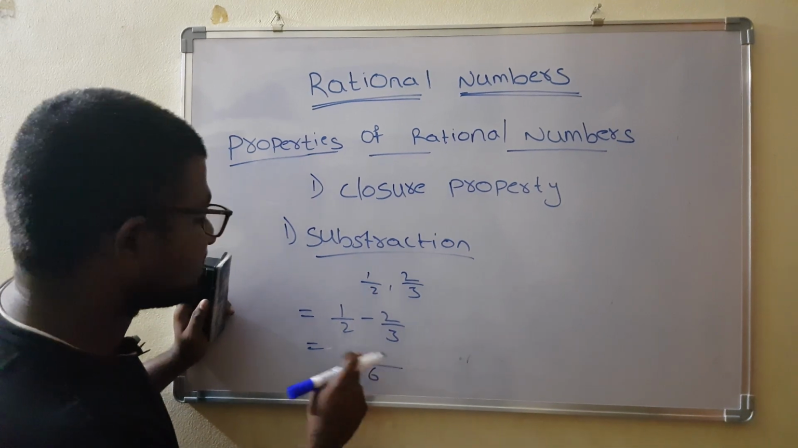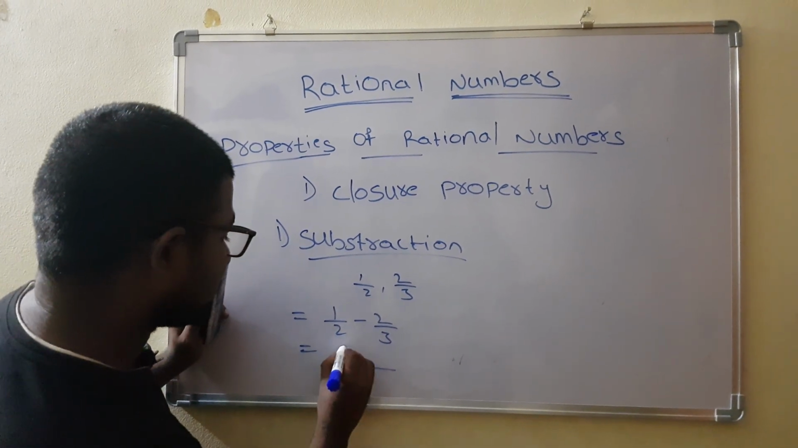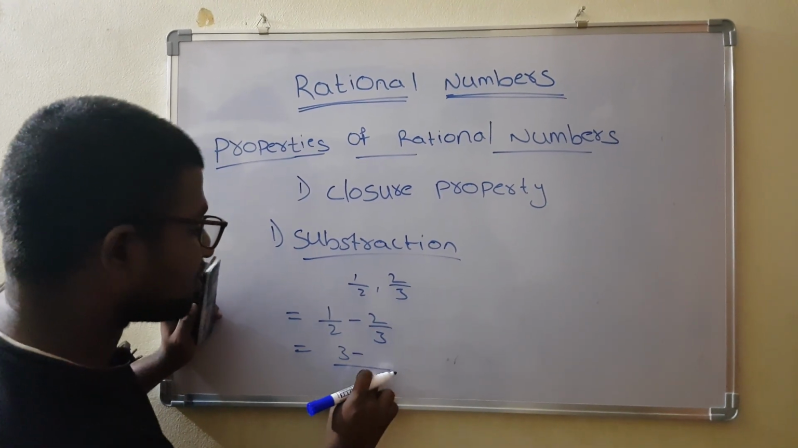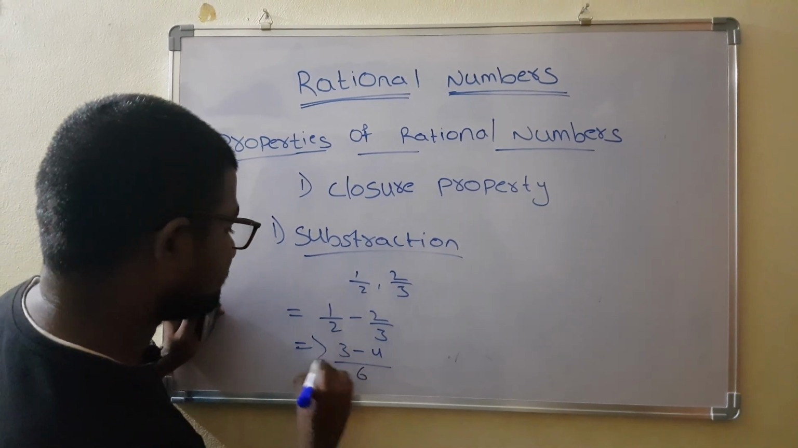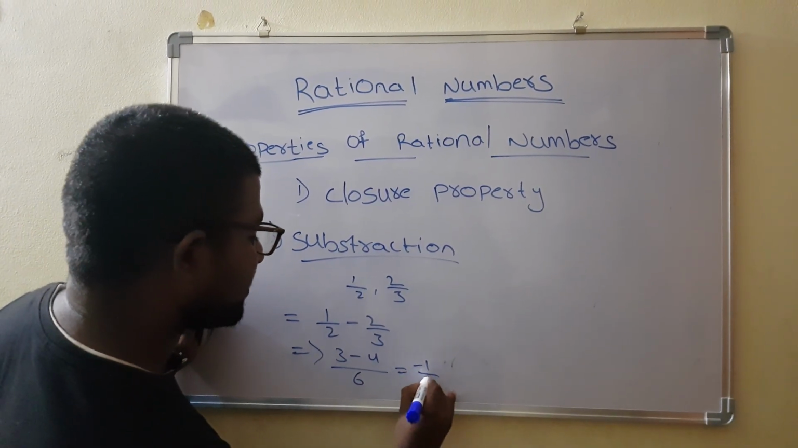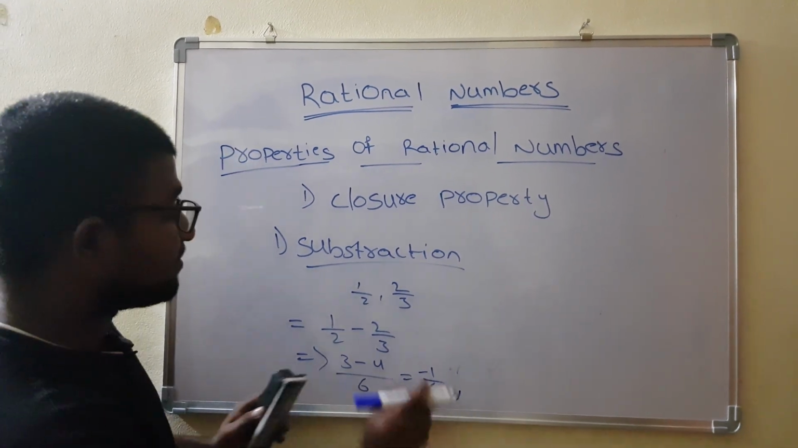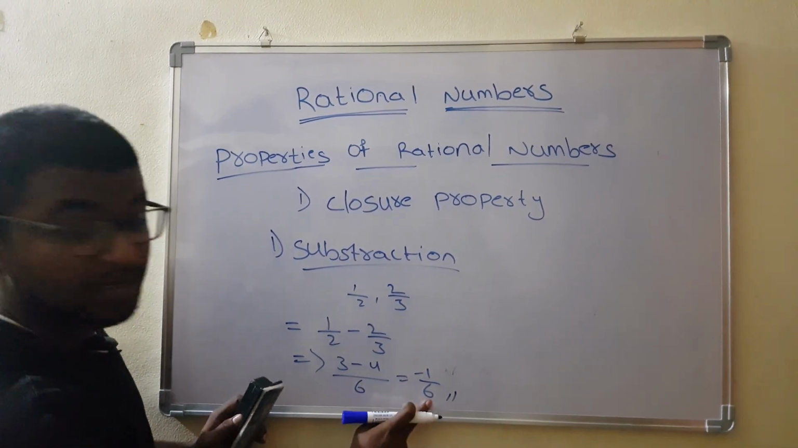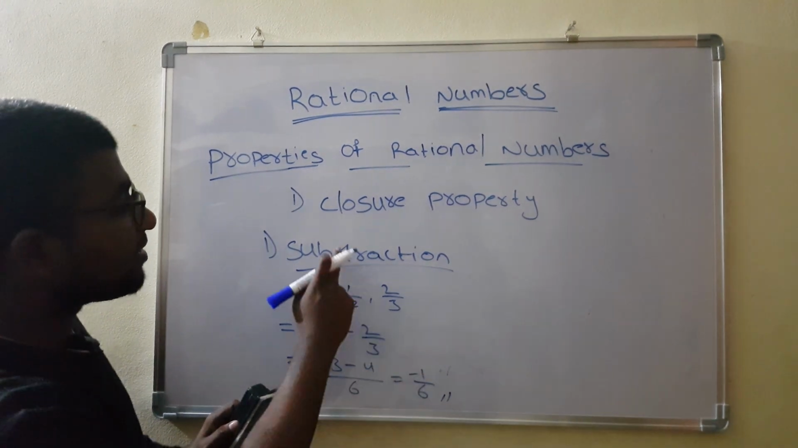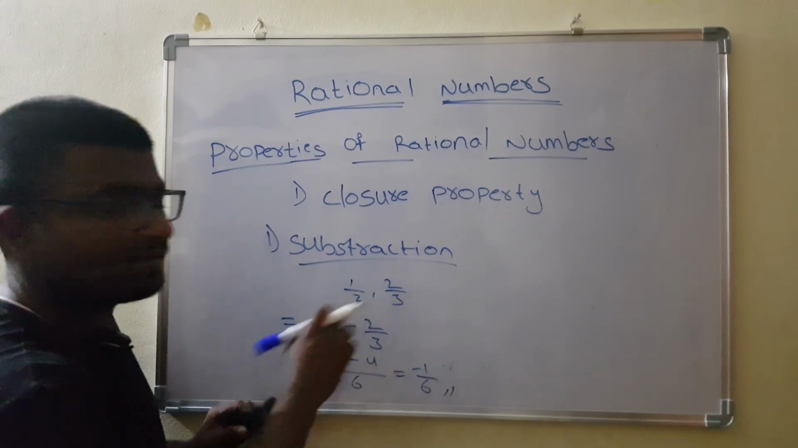By doing the operations, 3 minus 4, that is minus 1 by 6. We get another rational number. By subtracting these two numbers, we get another rational number. That's why closure property holds for subtraction.